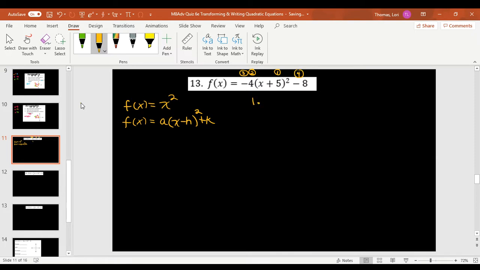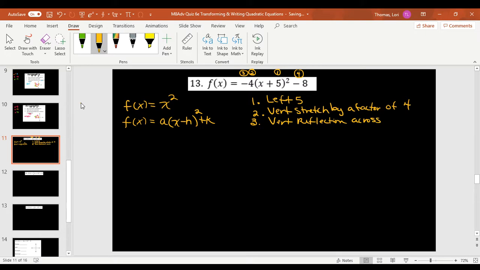So number one, this graph was shifted left 5 units. This graph was stretched, so we have a vertical stretch by a factor, which means we multiplied, of 4, just the positive part. The negative indicates a vertical reflection across the x-axis, which is y equals 0. And then lastly, we shifted down 8.